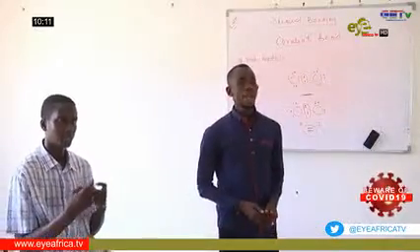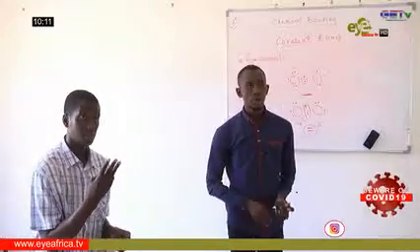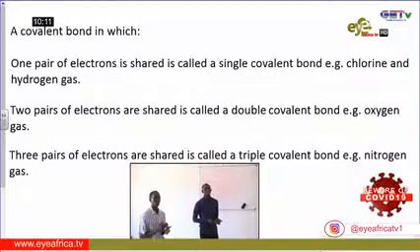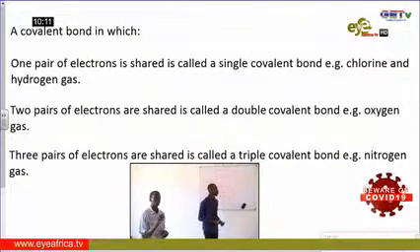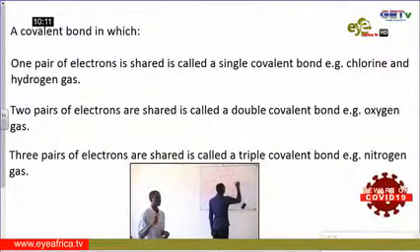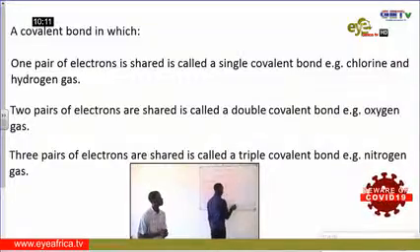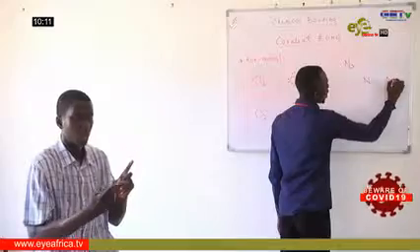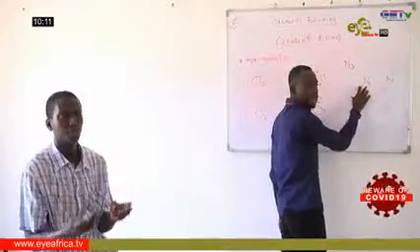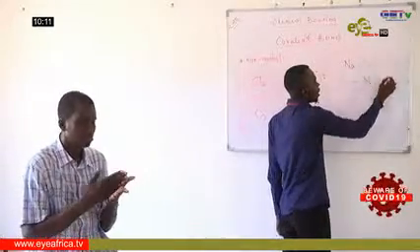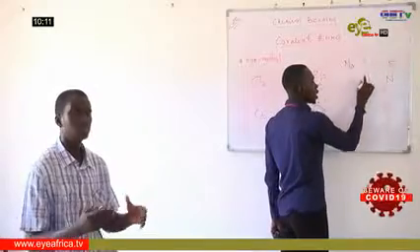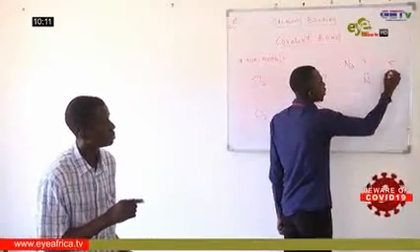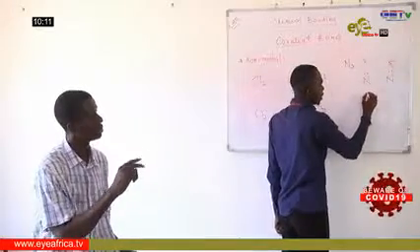Again, a covalent bond in which 3 pairs of electrons are shared is called a triple covalent bond. For example, we have the nitrogen molecule. So here we'll have N, here also we'll have N. This N has a valence of 5, and this N also has a valence of 5. So here we'll put 1, 2, and this also will put 1, 2. So this has 3 more.